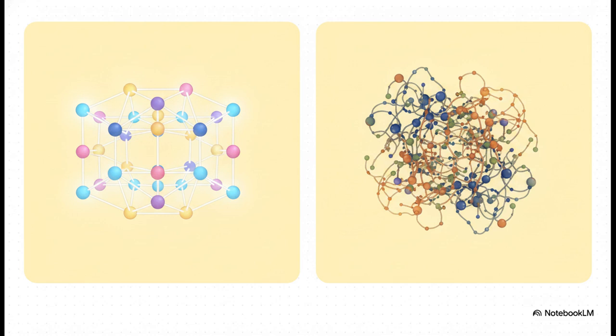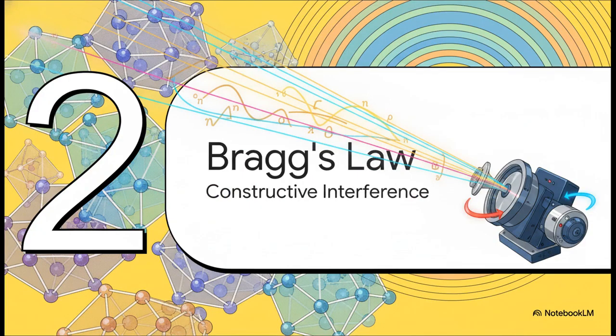On the flip side, amorphous materials like glass or certain plastics, well, they're disordered. They completely lack that long-range periodic array. Because they don't have those nice uniformly spaced atomic planes, they simply cannot produce the sharp, distinct diffraction patterns we're looking for. Which perfectly brings us to part 2, understanding Bragg's law.